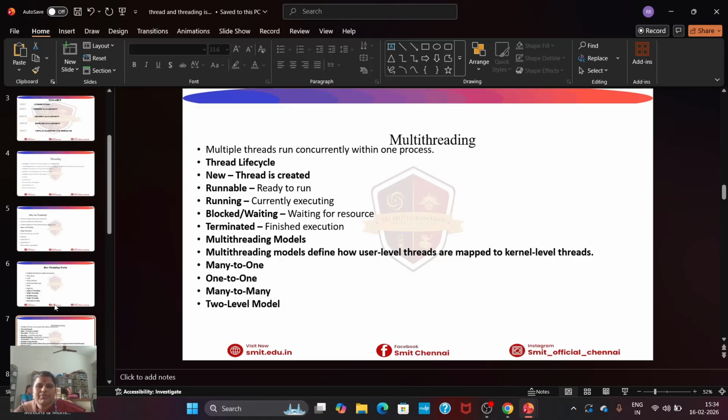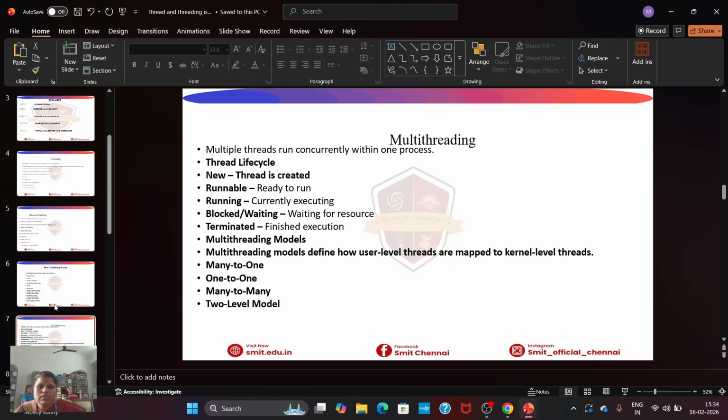Next, the life cycle of a thread. There are five states in the life cycle of a thread. One is new: the thread is created. Runnable means ready to run, that is, ready to execute the program. Running means currently executing the program. Then blocked or waiting, which means waiting for a resource, for example, an input output device. Then terminated, which means the thread has finished its execution.